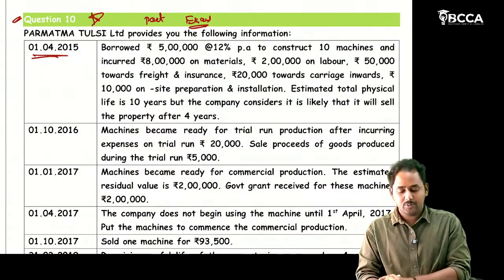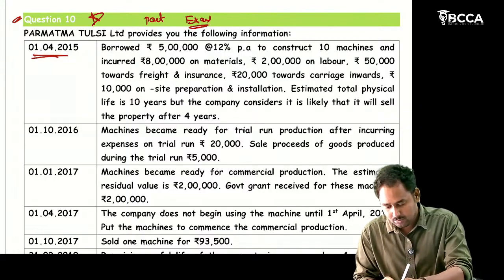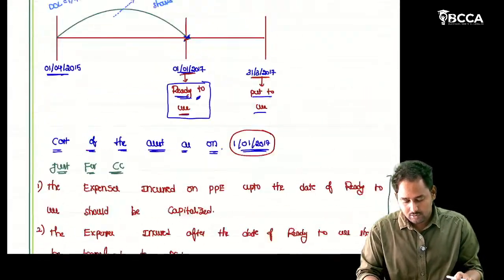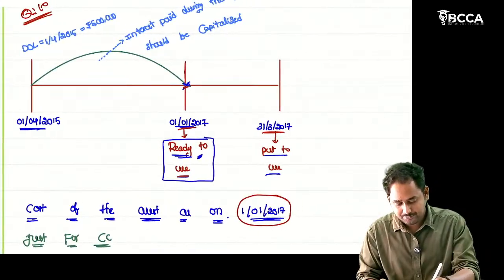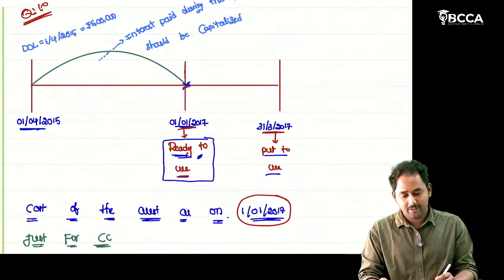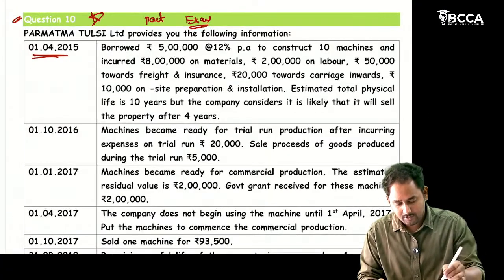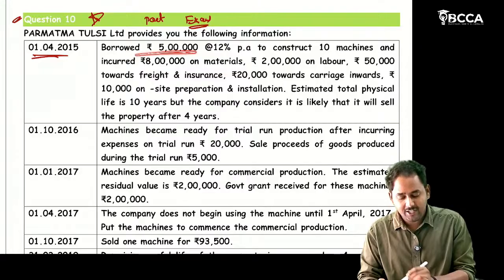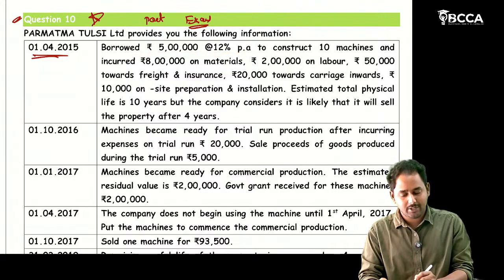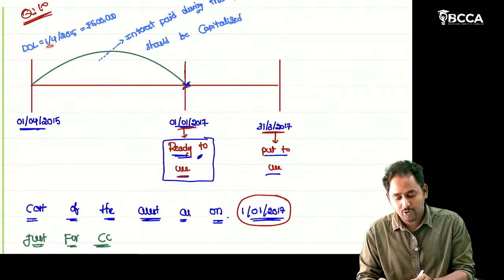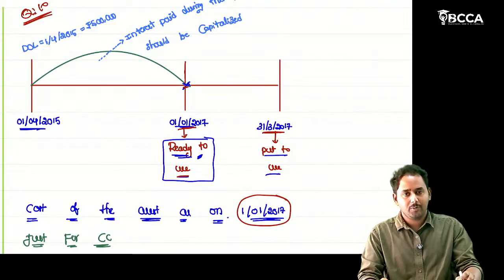So the problem starts from 1/4/15. I have drawn a timeline diagram. The question starts from 1/4/15. So on 1/4/15, what happened? Borrowed 5 lakh rupees loan at the rate of 12% per annum. What is the date of taking the loan? 1/4/15, 5 lakh rupees.